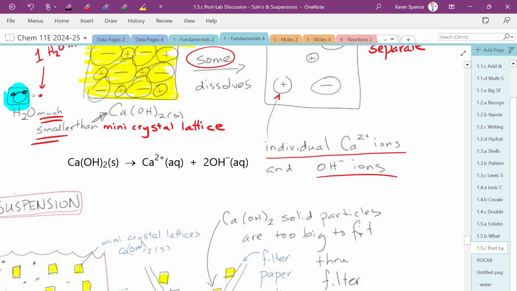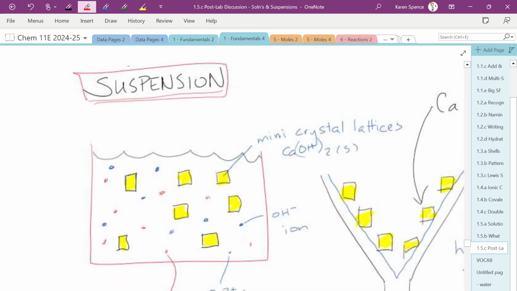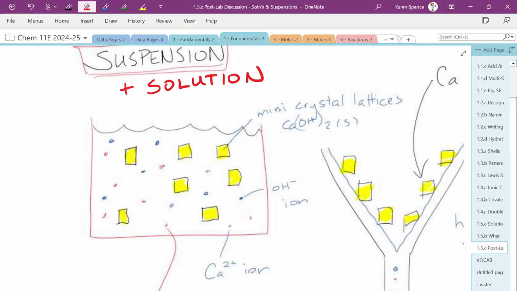And now we've drawn the dissociated stuff. We've drawn the little undissolved solid. Now we're going to put that all together because now we have a suspension, but we also have the solution because some of it is dissolved and some of it is not dissolved. The mini crystal lattices are really easy to see because they are not dissolved. They're our little squares. Yes? Now, our water molecules I've drawn as little red dots. Okay, those are our water molecules.